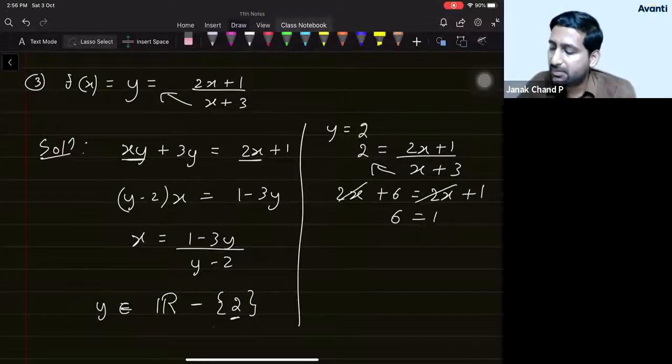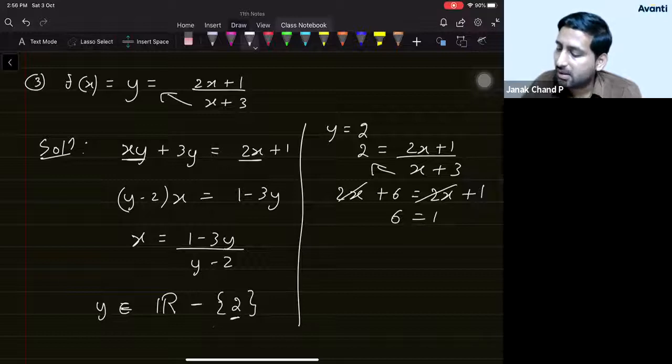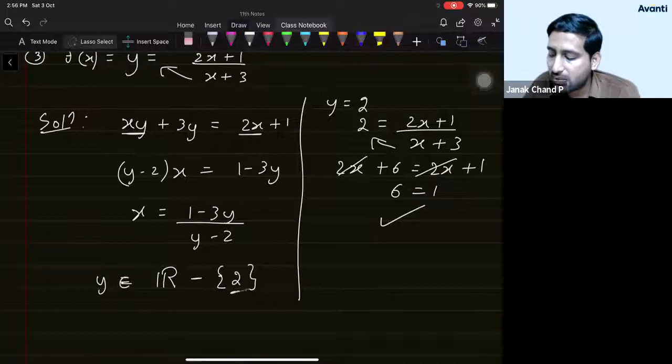So when I put y equal to 2, I'm getting an unacceptable conclusion. That is why we need to subtract this 2. This is just for verification. Hence, whatever 2 we have removed, that is a correct removal.